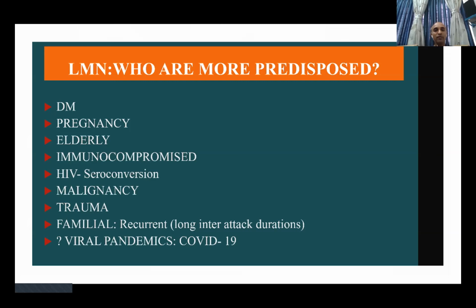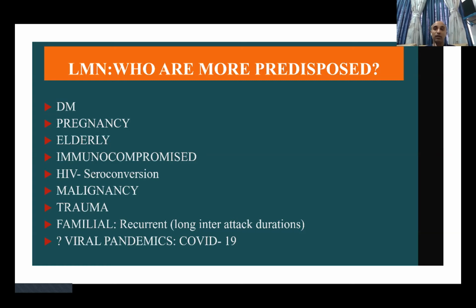So who are more predisposed to develop lower motor neuron cranial palsies? Those who are diabetics, pregnancy, elderly, the immunocompromised, especially HIV during the period of seroconversion, are known to develop a lower motor neuron facial palsy, as well as those with malignancy, trauma, and in some patients, it can be familial. So these patients who have familial Bell's palsy or those with recurrent Bell's-like palsy tend to have long inter-attack duration. So one attack 20 years back, second attack probably 5 years back, and these patients may have a variable course. We don't exactly know the etiopathogenesis of this. Probably they may have an inherent narrow fallopian canal.